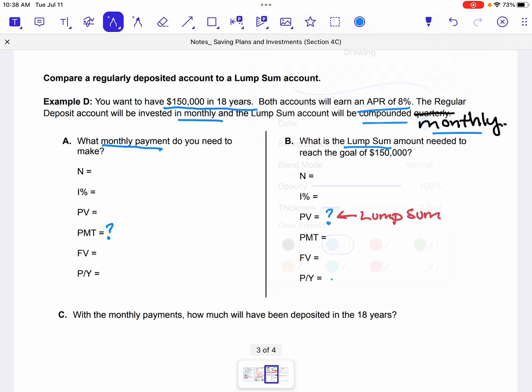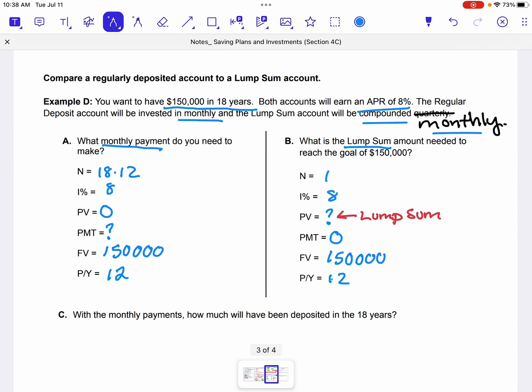Okay, and so the other difference will be in the monthly payment one, we have a lump sum of 0, while in the lump sum account, we have a payment of 0. Everything else is going to be the same for these two accounts. We're going to have 18 years at 12 payments a year, 8%, a future value of $150,000, and then payments per year will be 12. And so we're just going to go through and fill this all in. And so these match up.